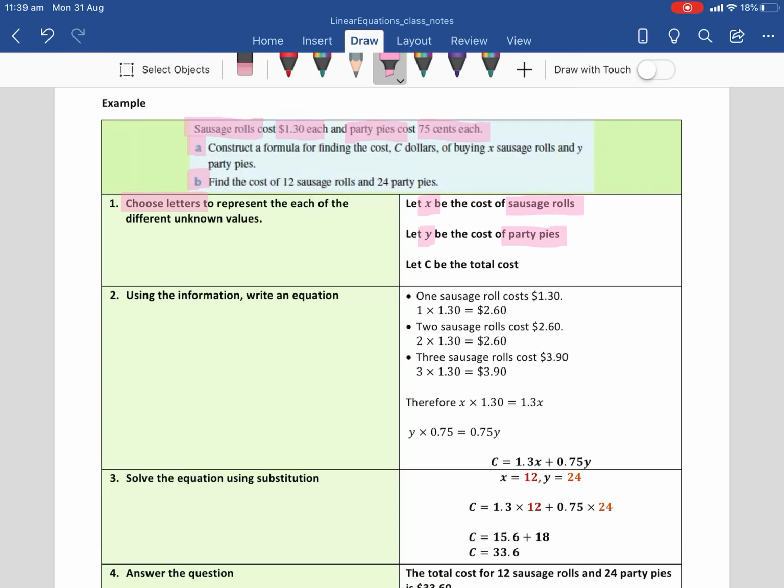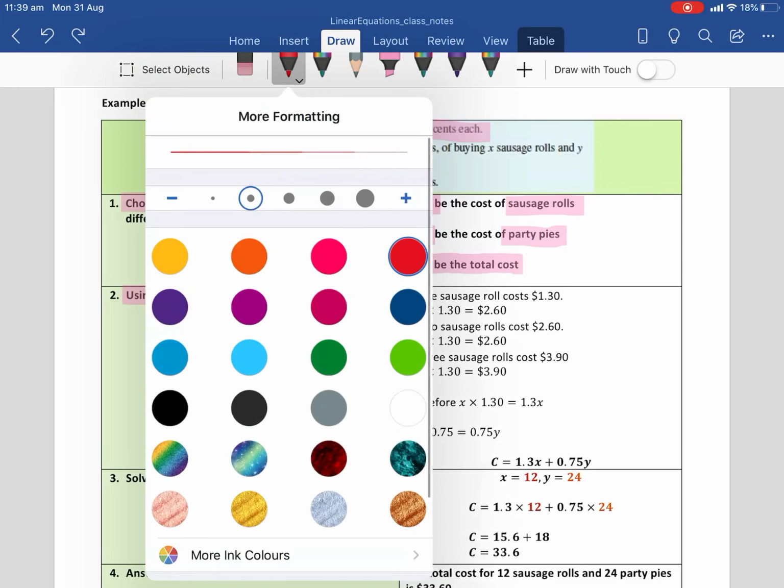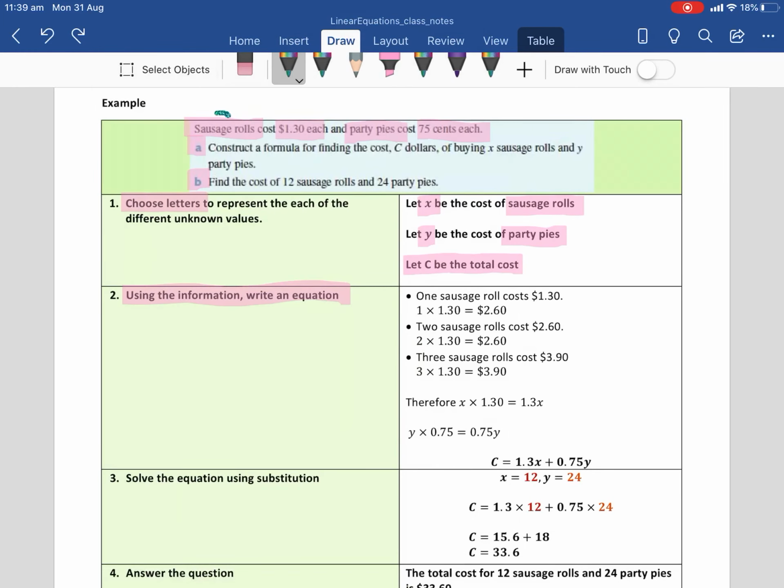And we also have C as the total cost. Obviously if you've got the cost of sausage rolls and the cost of party pies, you're going to get a total cost of what it all adds together. So we need to use the information to write an equation. Sausage rolls cost $1.30 each.